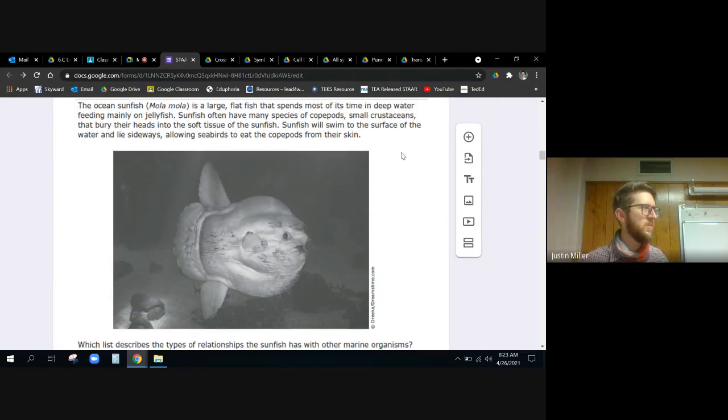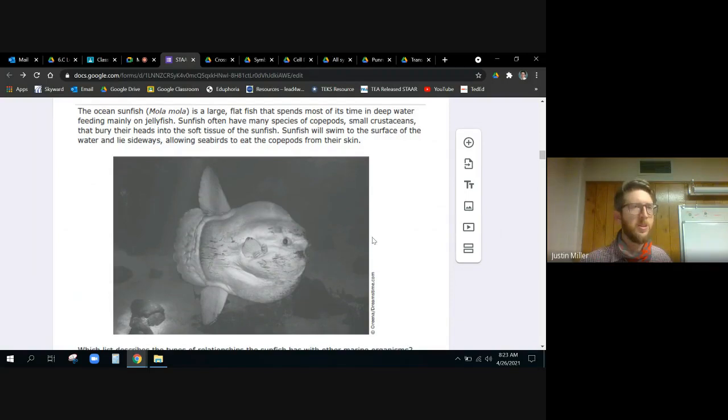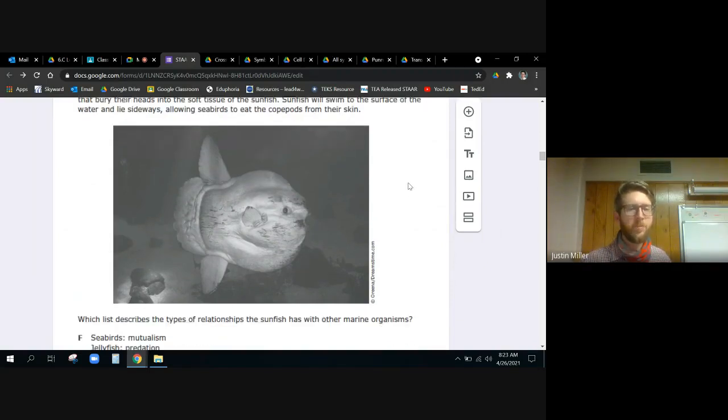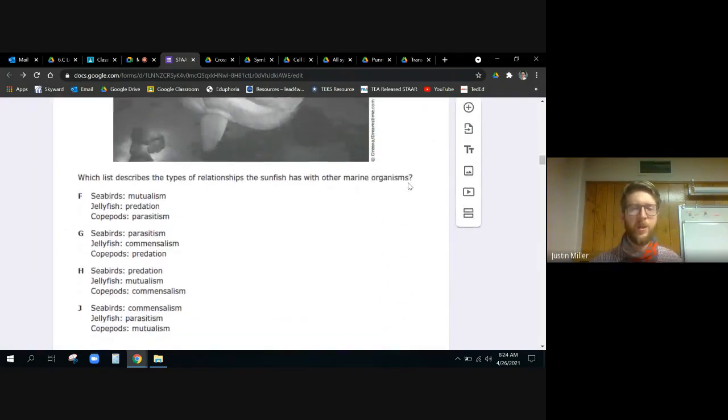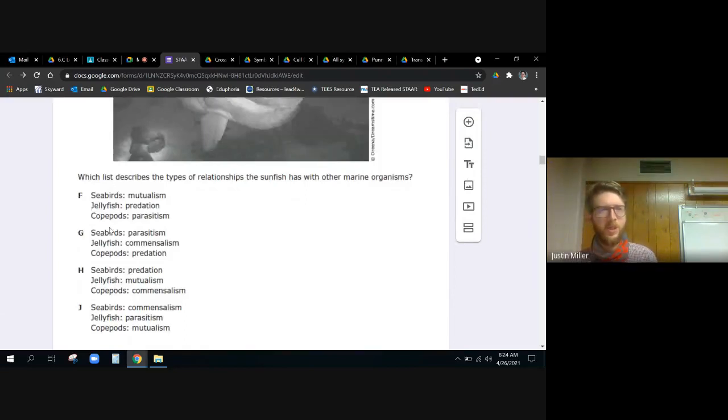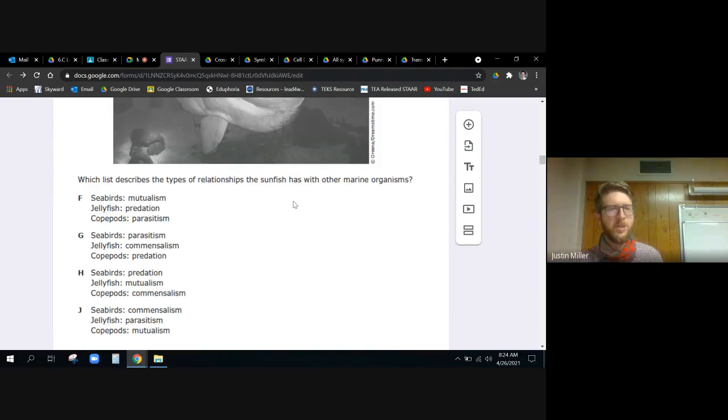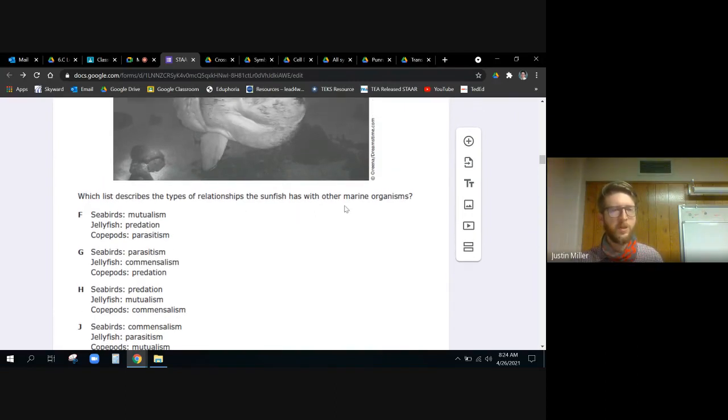Okay, so copepods to them are kind of like how fleas and ticks are to us. You know, like ticks will stick onto you and suck your blood, right? Copepods do the same thing to the sunfish. So the question is, what type of relationships do they have with each of those three other animals that they mentioned? So we have seabirds, jellyfish, and the copepods.